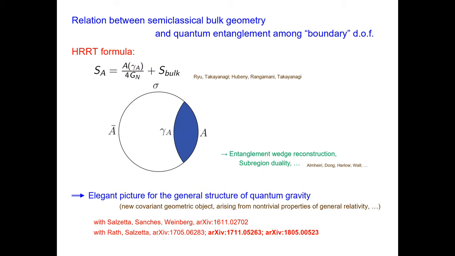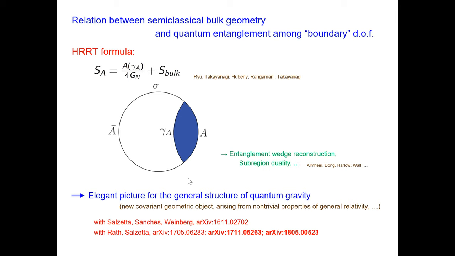So the key element that I claim to be more general, among the things we learn from AdS/CFT, is a relation between a semiclassical bulk geometry and quantum information quantities, in particular quantum entanglement in the boundary theory. In the case of AdS/CFT, it's a CFT, the boundary conformal field theory.